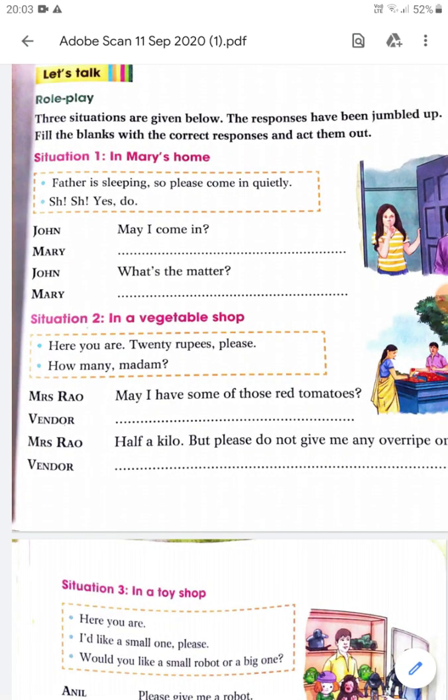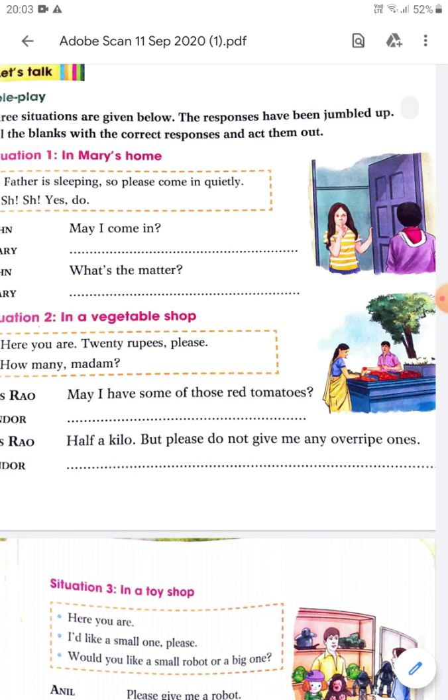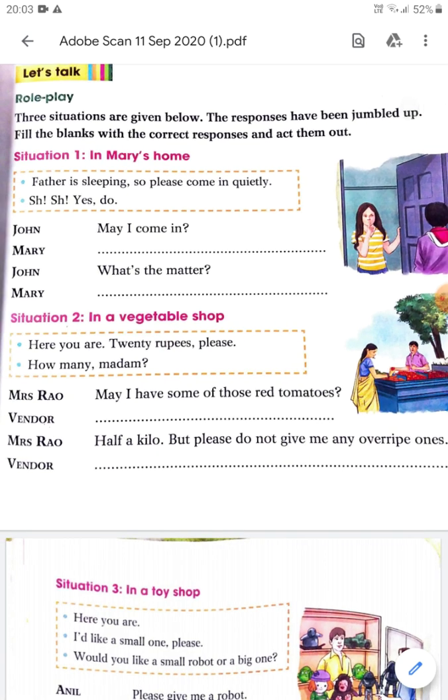Situation 2. In a vegetable shop, what happens? Mrs. Rao, may I have some of those red tomatoes? Vendor means shopkeeper will say, how many, madam? Mrs. Rao will say, half a kilo. But please do not give me any overripe ones because they go rot. They become rot quickly. So the vendor will pack the tomatoes and give her, saying, here you are. 20 rupees please. Only when you give the things, then you can ask for money.